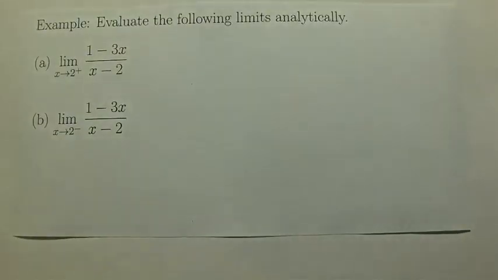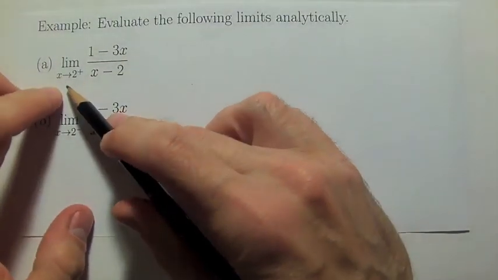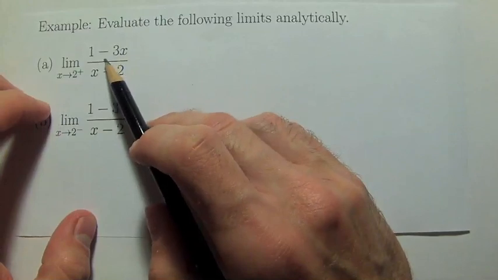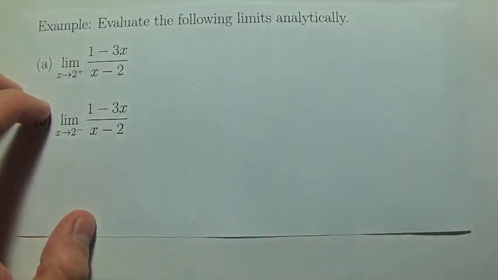Okay, now that we've got the asymptote discussion out of the way, let's look at an example, right? I want to evaluate these following limits analytically. That basically means by hand. So this is going to be sort of our infinite limit cases. So as we see here, I'm going to look at the limit as x goes to 2 from the right of 1 minus 3x all over x minus 2.